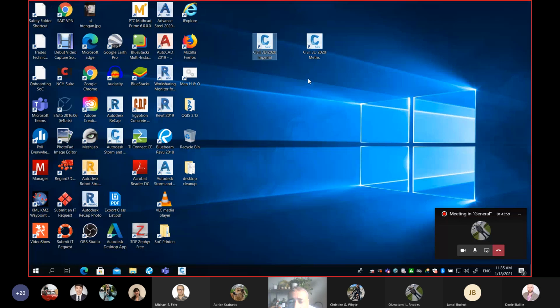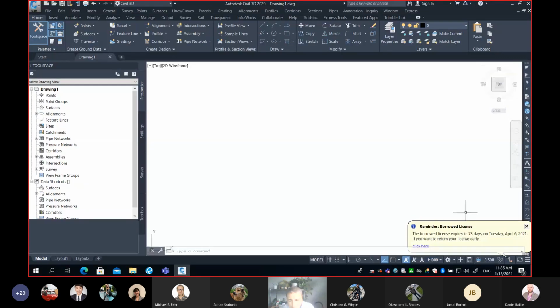Please do not use the Imperial template, because all our surveys in Canada and all our work will be metric. The problem is if you use the imperial template, everything will be understood as feet, which means you are shrinking the size by a third, which is the relationship between a foot and a meter. So even if you wish, you can delete this shortcut and make sure that you're using the metric template. Now, here we go. Here is my Civil 3D.